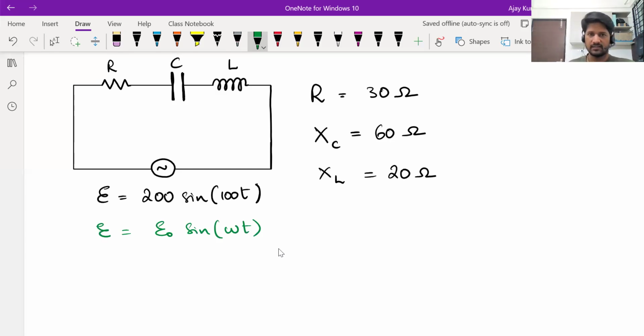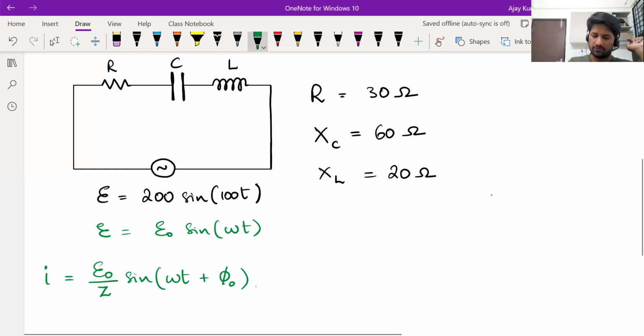And it's applied to an LCR series circuit. Then how do we write the current equation? Listen, it will be of this form: E naught divided by the total impedance of the circuit, sine omega t. Whatever is the phase of the EMF function, write it as it is, plus some extra phase you will get. That extra phase and this Z value we have to calculate.